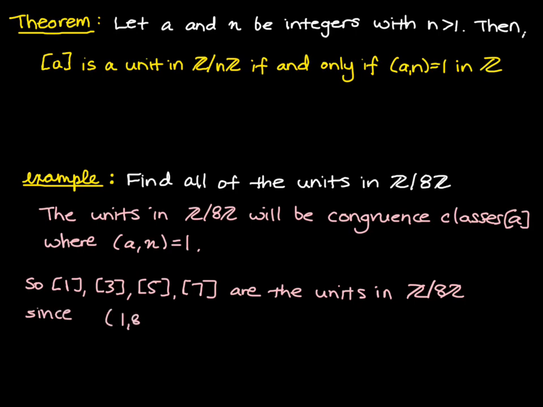Since the gcd of 1 and 8 equals 1, the gcd of 3 and 8 equals 1, of 5 and 8 equals 1, of 7 and 8 equals 1. Each of these pairs represents the greatest common divisor. Remember, that's the notation that we use. So since each of these numbers is relatively prime to 8 in the integers, their congruence classes are units in the integers mod 8.